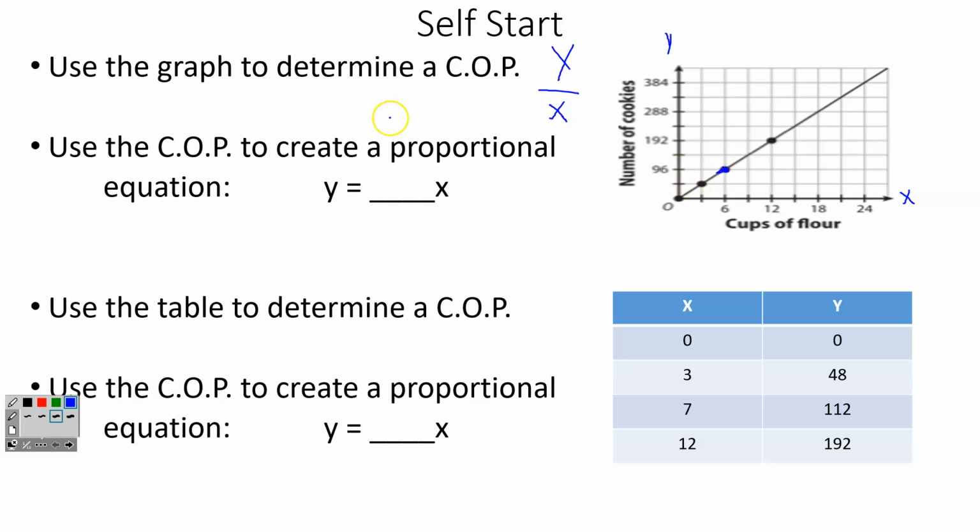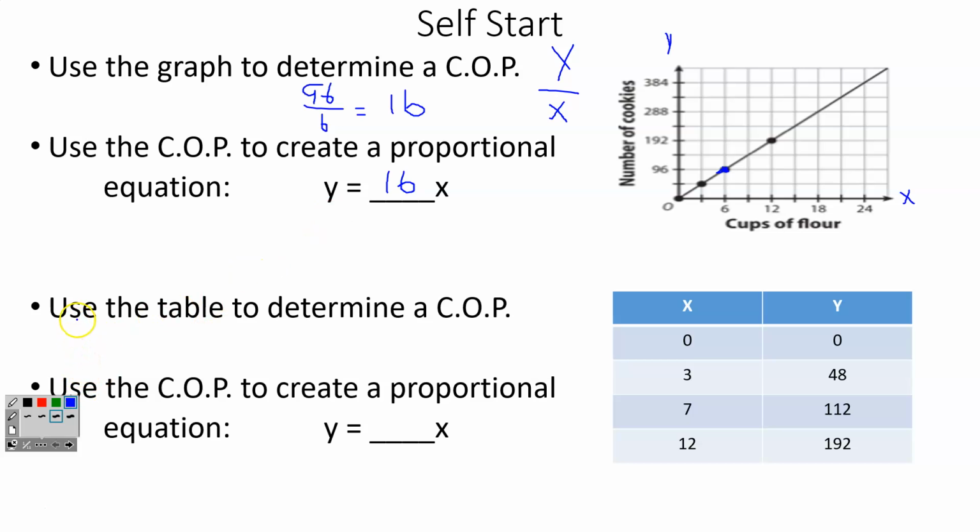I'm going to use 96 divided by 6. And when I do that, I get an answer of 16. So 16 is my COP. Now I have to use that COP to create a proportional equation. Y equals blank x. So I take that COP and it now goes right here. So now I have an equation of y equals 16x.